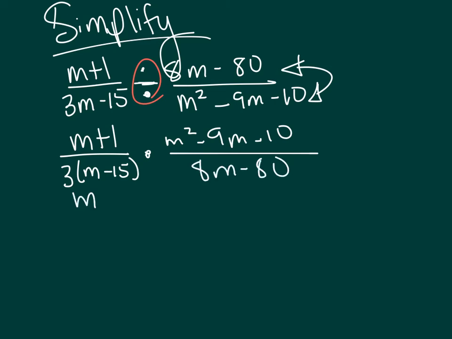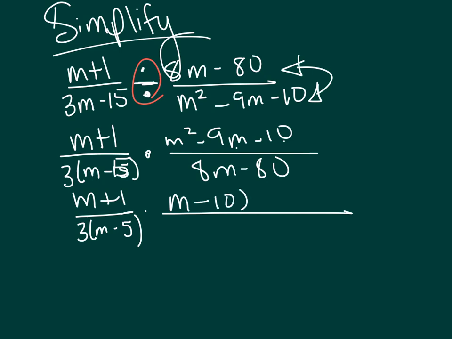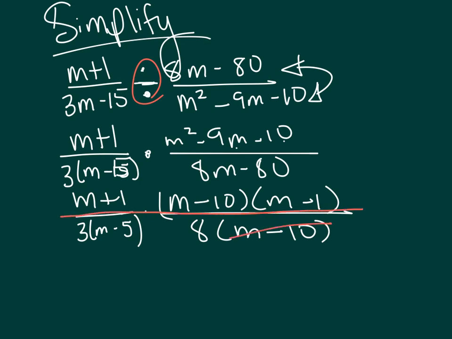So to finish the factoring, oops, sorry, that should just be a 5. So the numerator, m squared minus 9m minus 10, is going to turn into an m minus 10 times an m minus 1. The denominator is going to be 8 times m minus 10. So, because it is multiplication now, we can just look at the whole thing. The m minus 10s cancel out. And that looks to be about it.